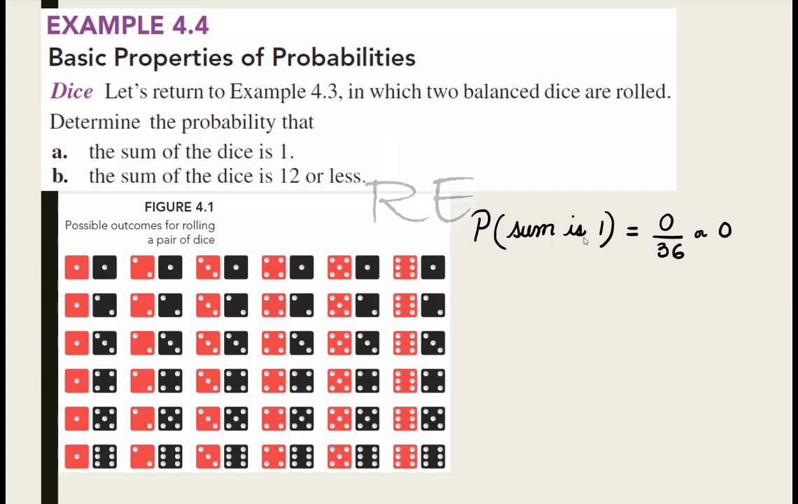B, the probability that the sum is 12 or less, which means that it is the probability that the sum is less than or equal to 12. Well, all the sums are less than or equal to 12. So it's 36 over 36, which is 1 or 100%.